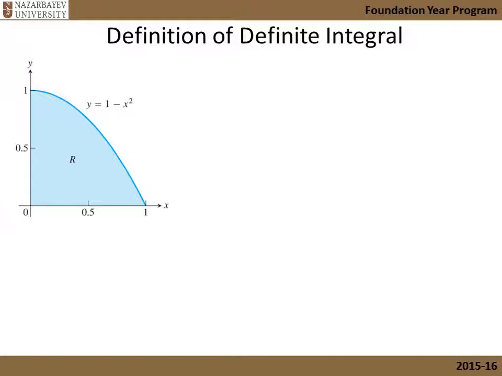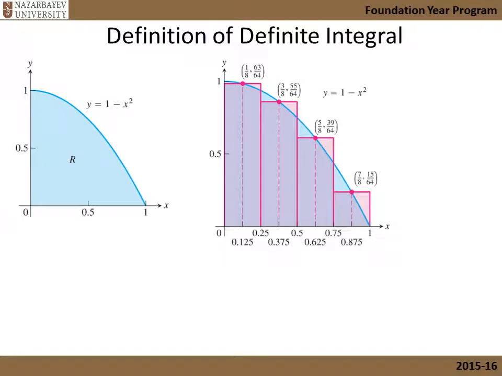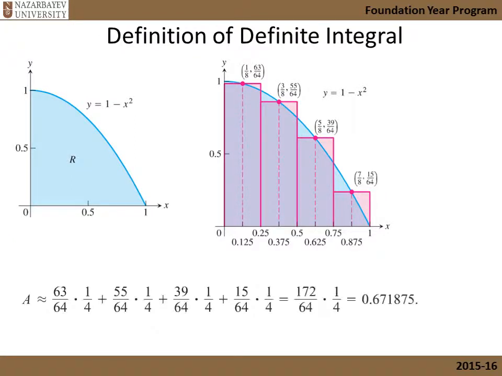We need to calculate the area under this curve, which is R. One of the approaches is if we take such rectangles. Here we have 4 rectangles, and we can see that the height of each rectangle is defined also by the function f of x. So we can calculate approximately the area under this curve, and this will be equal to the sum of the height of each rectangle multiplied by the width of each rectangle.